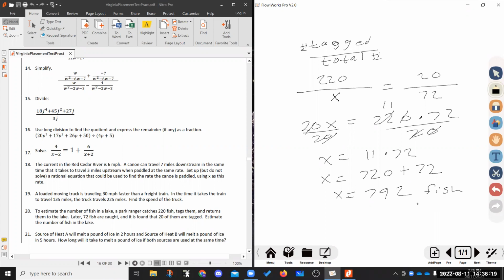That's my approximation of how many fish are in the lake. If I tagged 220 of them and then went back later, after I let them all spread out, and caught 72, and there were only 20 of them that had already been tagged, it looks like I had tagged this proportion of fish total. So that would give me that there were 792 total fish in the lake, approximately. It's my best guess.